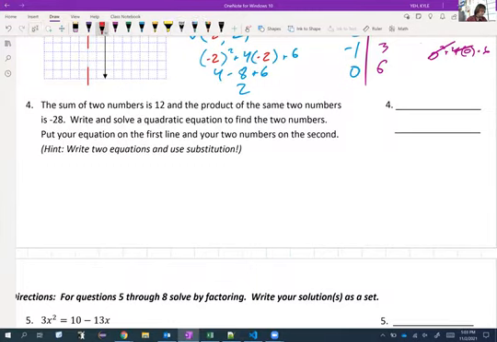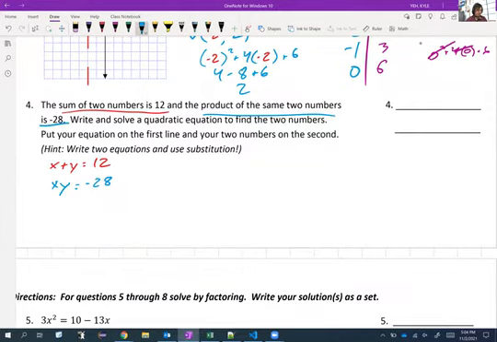So first equation, sum of two numbers is 12. I'm just going to use x and y. Sum means add, x plus y equals 12. Product of the same two numbers is negative 28. xy equals negative 28. And I need to write and solve a quadratic equation to find those two numbers. It has to have an x squared in it or a y squared.